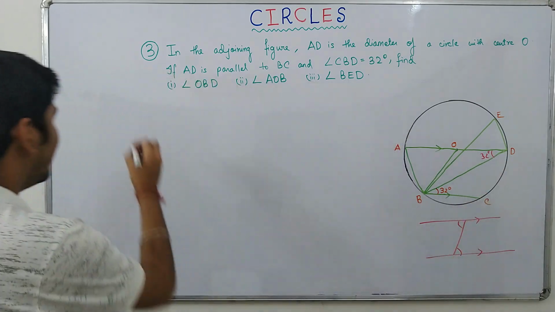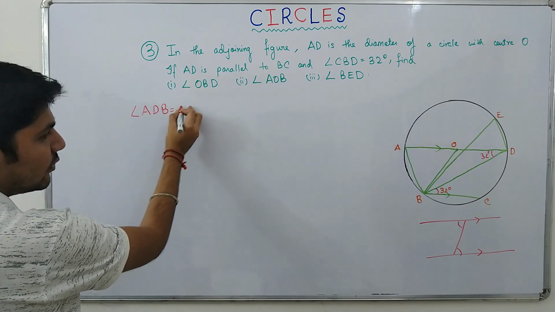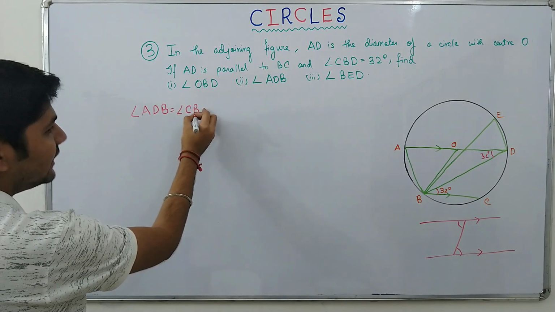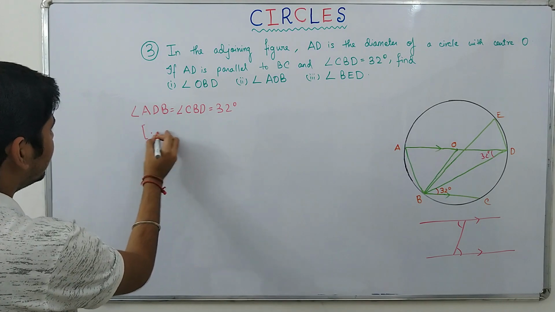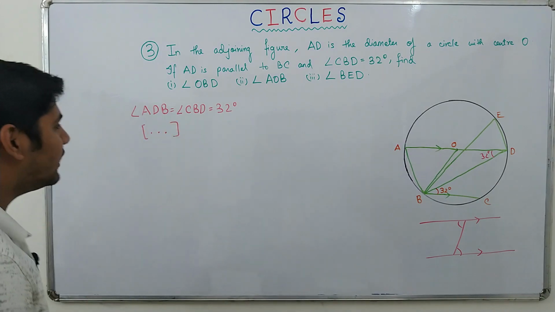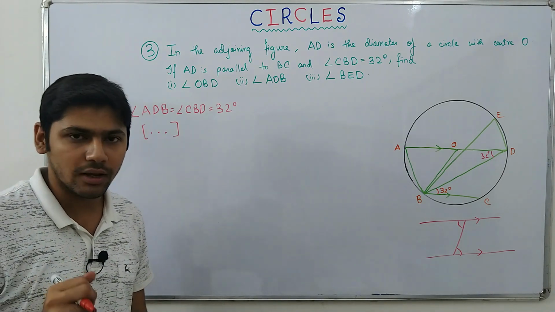So we get angle ADB is equal to angle CBD is equal to 32 degree. And I'll write over here that the alternate angles of a straight line joining two parallel lines are equal.